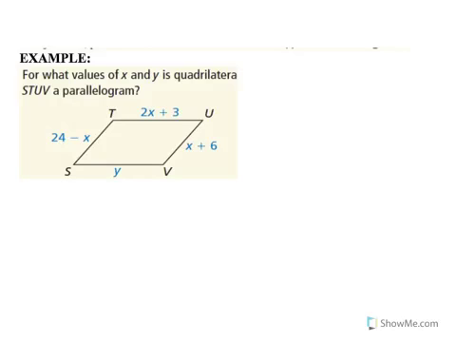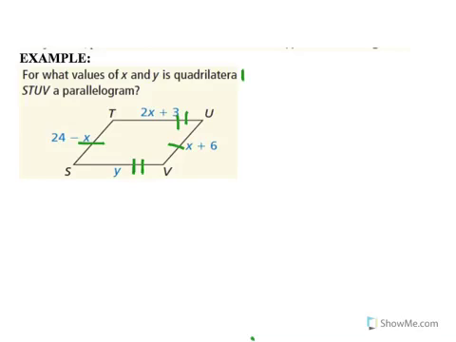It says, for what values of x and y is quadrilateral STUV a parallelogram? I'm sorry, I cut the L off of quadrilateral. Going back to the theorems we just talked about, what do we know about the opposite sides? The opposite sides are supposed to be congruent, is what we just went through. So this side and this side should be congruent, and these two would be congruent. So there's my little tick marks.